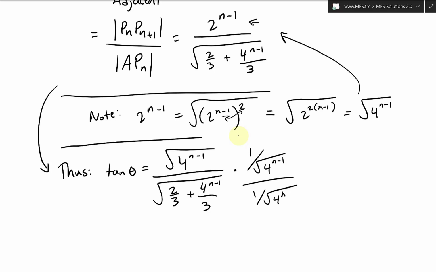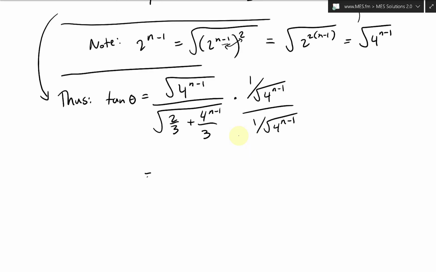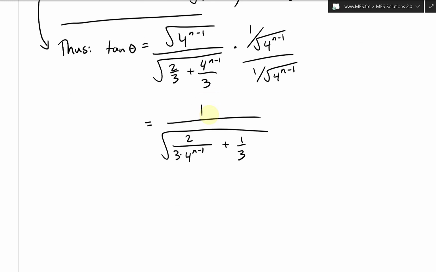Let's multiply top and bottom. Alright, so then the top parts cancel. We just have a 1. And then the bottom part, the square root, we can just put that inside. So it's all a giant square root. When you take the square root, you just take that out of there. So 2 over 3 times 4^(n-1), and then when we bring that inside, this cancels, so we're just going to be left with plus 1 over 3. Alright, so that's what we have there.